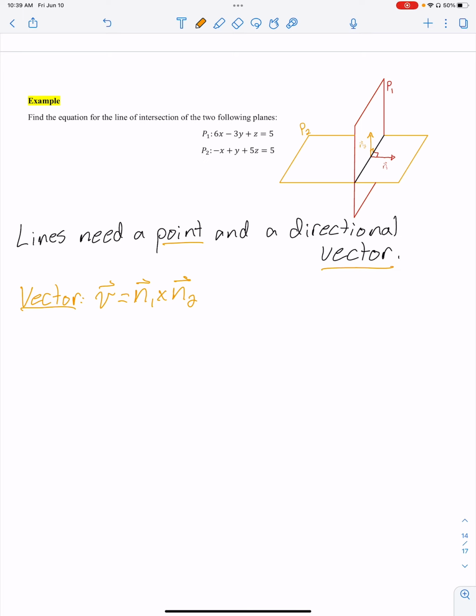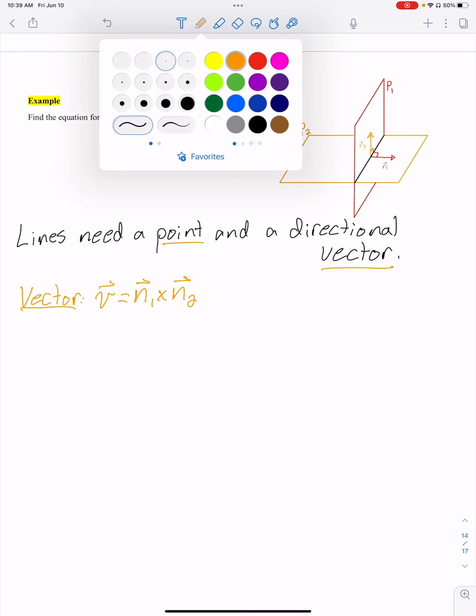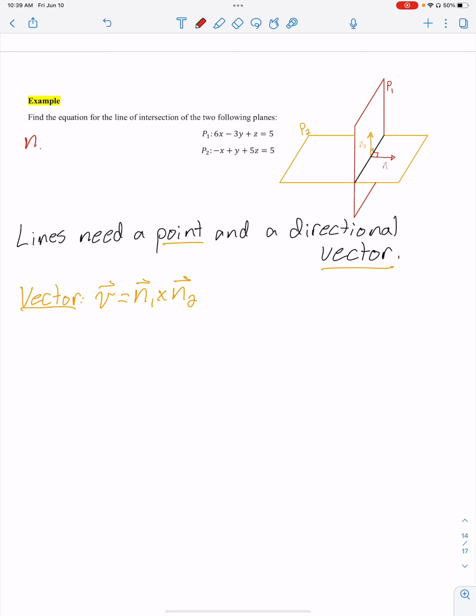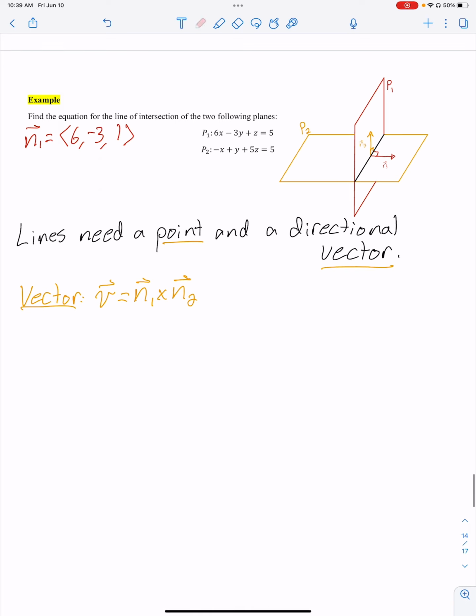So we need to write out our n's here. Let's do them color coordinated. N1, which is our red one, I grab from P1, which is 6, -3, 1. N2, I said I'd color coordinate, that is P2. And we grab those from the coefficients of those variables. So now we have everything we need to do our cross product.